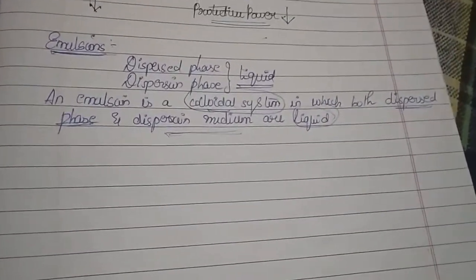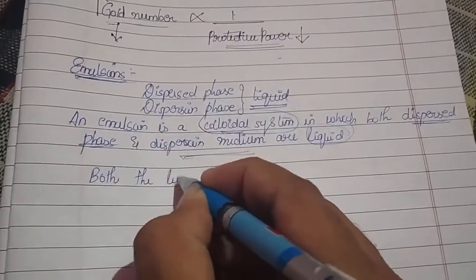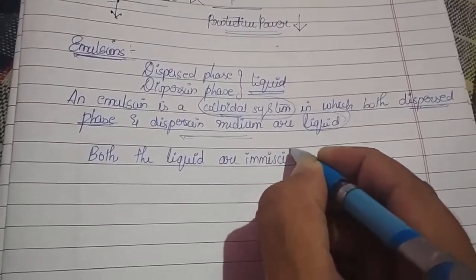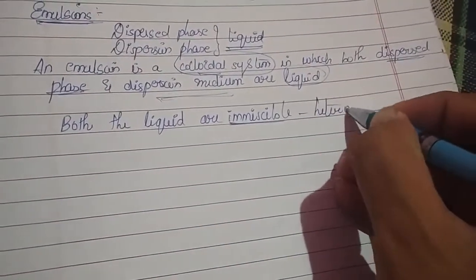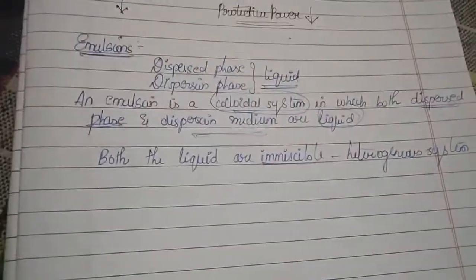Now the question arises, what is the thing we have to understand over here? Remember guys, whenever we take two liquids, that is, the dispersed phase is a liquid and the dispersion medium is also a liquid, there is a possibility that both the liquids are immiscible. Immiscible means what? They are not forming a uniform concentration. Instead, they are forming a heterogeneous system. So depending upon this heterogeneous system, we classify emulsions into two types.